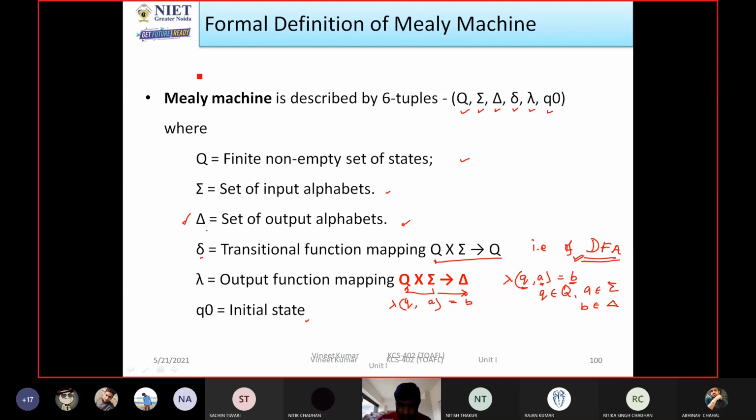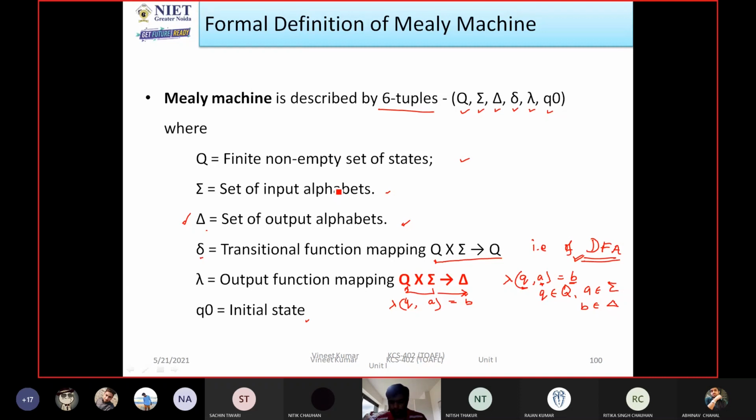Definition of the Mealy machine, formally it is defined by a 6 tuple. And what are those? These are the set of states Q, set of input symbols sigma, set of output symbols triangle delta, the transition function del, the output function lambda, and Q0 is the initial state. Right? There is no final state in that.